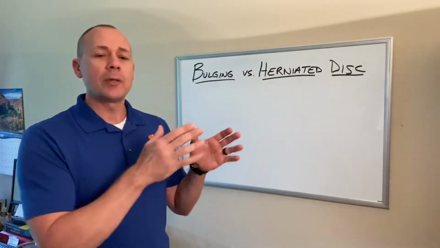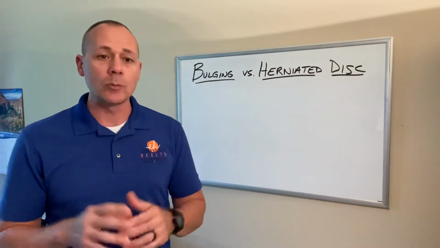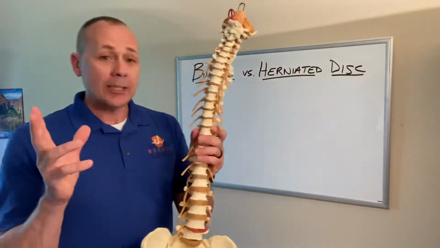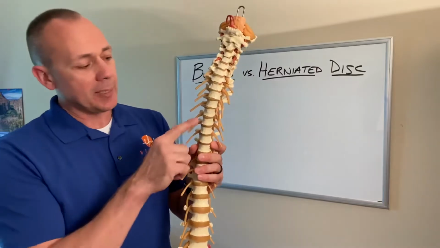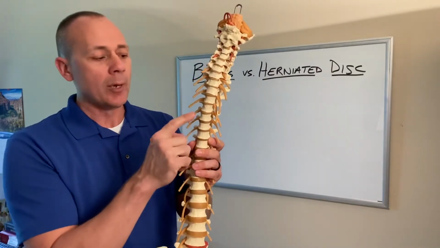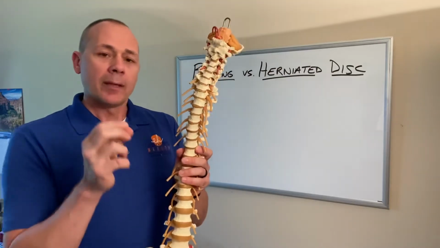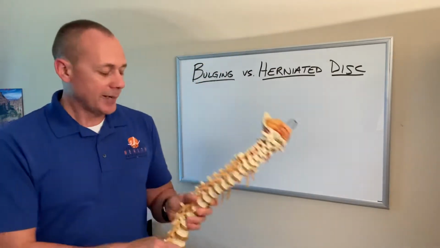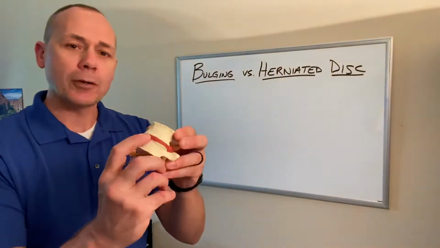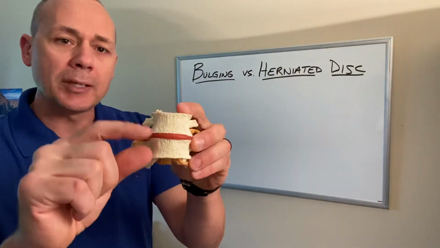Before we dive into the differences, let me just explain to you what a disc actually is. So a disc, by technical term, an intervertebral disc, means it's a piece of cartilage that's between two of the bones of the spine, which are called vertebrae. The disc itself is a cushion. It's made of cartilage. I'm going to show you a close-up model here. It's a shock absorber between the two bones.